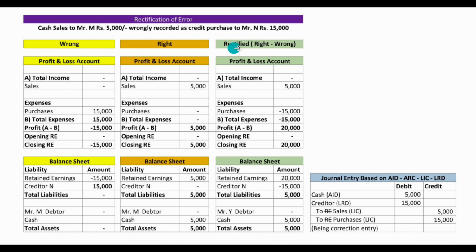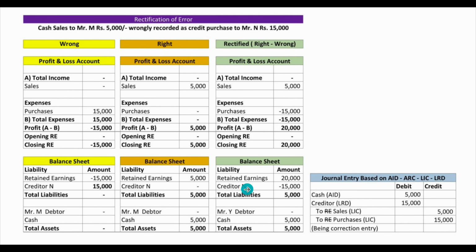Now we need to carry out rectification of this mistake, which is basically right minus wrong. So sales, right is 5,000, wrong is 0, so 5,000 minus 0 is 5,000. Purchases, right 0, wrong 15,000, so 0 minus 15,000 is minus 15,000. Thus the profit is 20,000, that is 5,000 minus minus 15,000, that is 5,000 plus 15,000 is 20,000. So closing retained earning is 20,000.